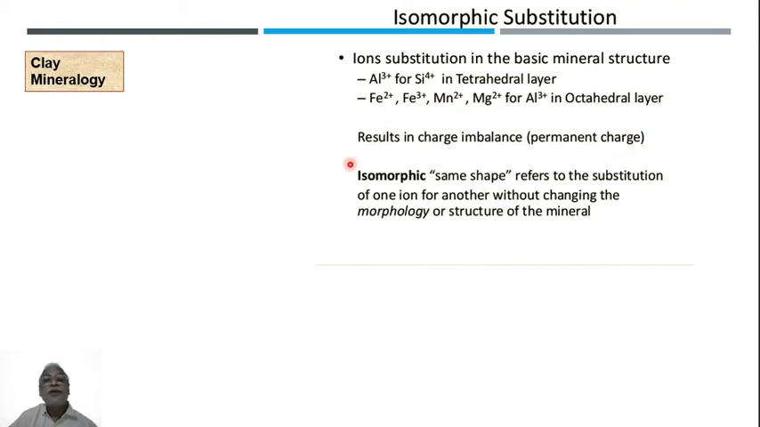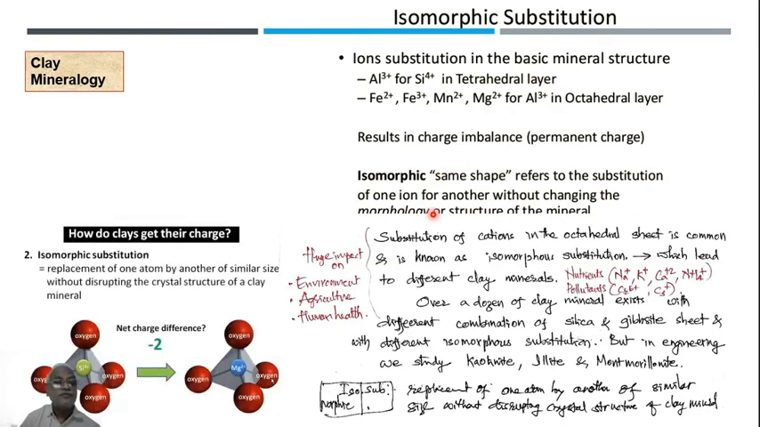Okay. Now how it happens, I'll show you here. Isomorphic means what? It is having the same shape. It refers to the substitution of one ion for another ion without changing the morphology or structure of the soil. So this is an important definition of what isomorphic substitution is. I'll show you that picture also.